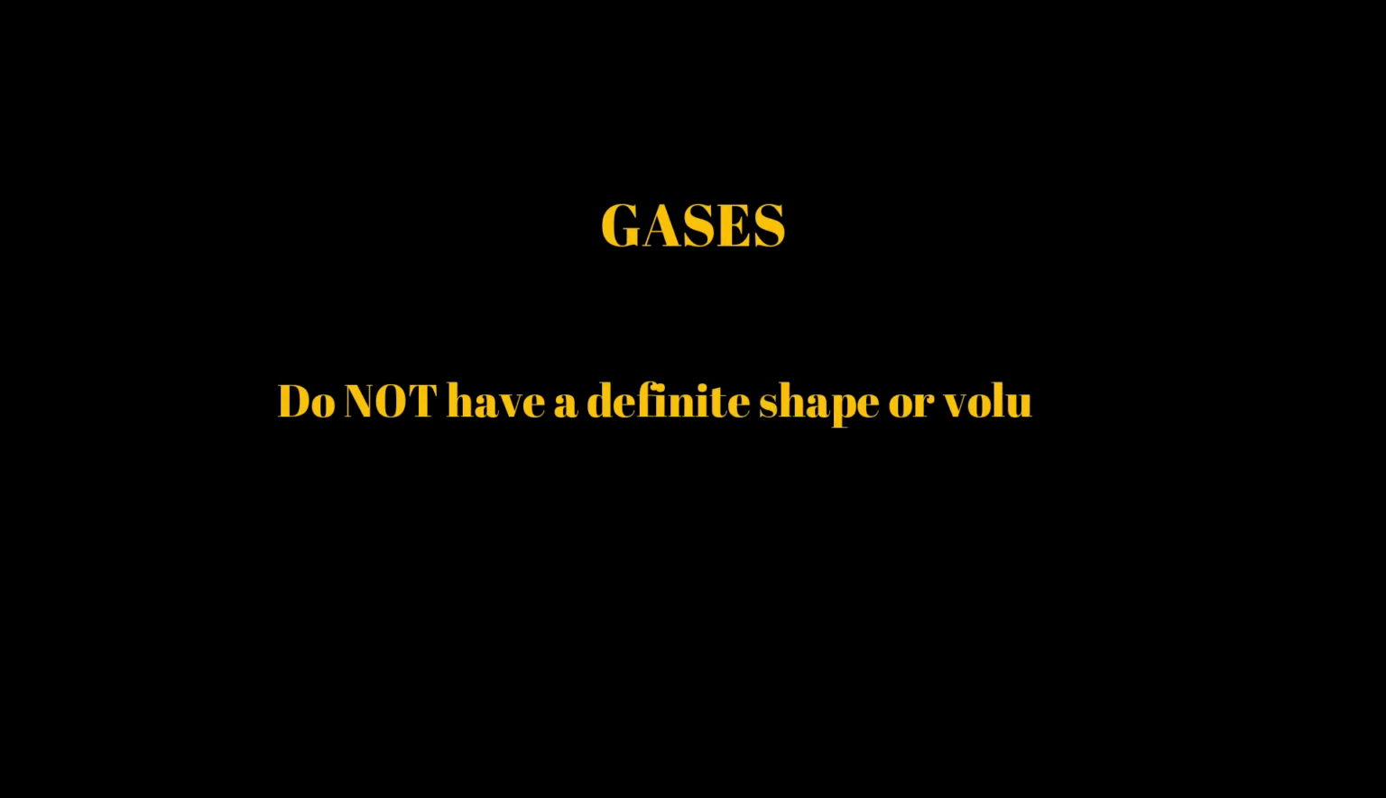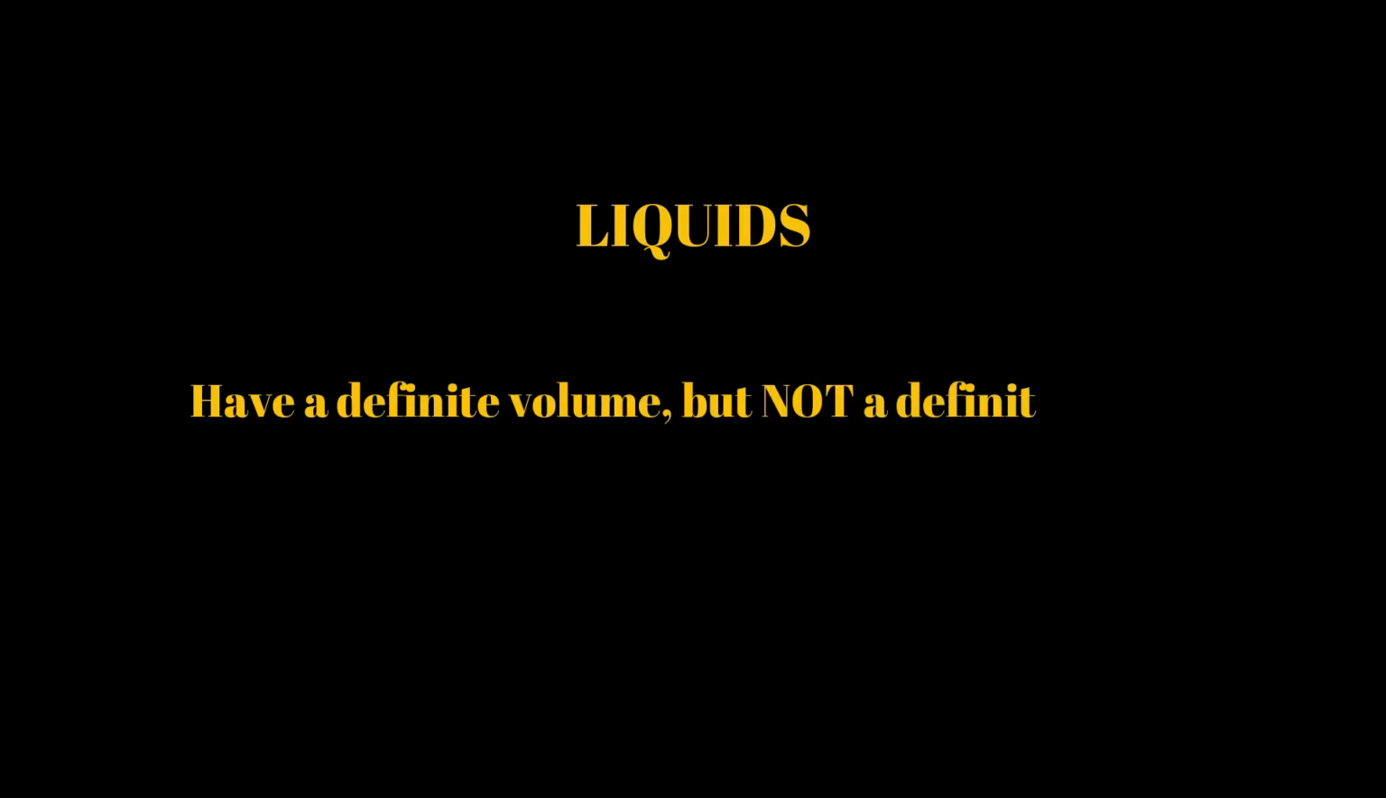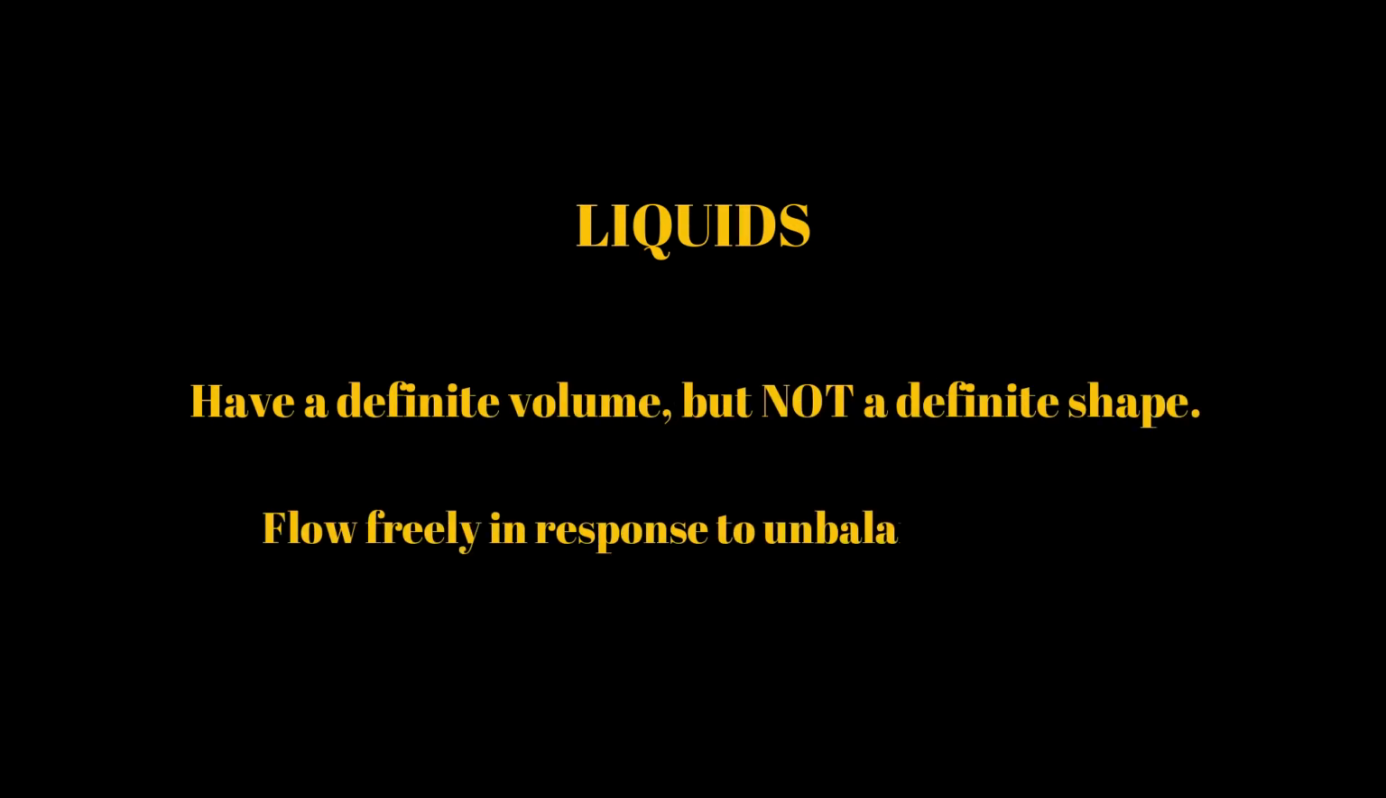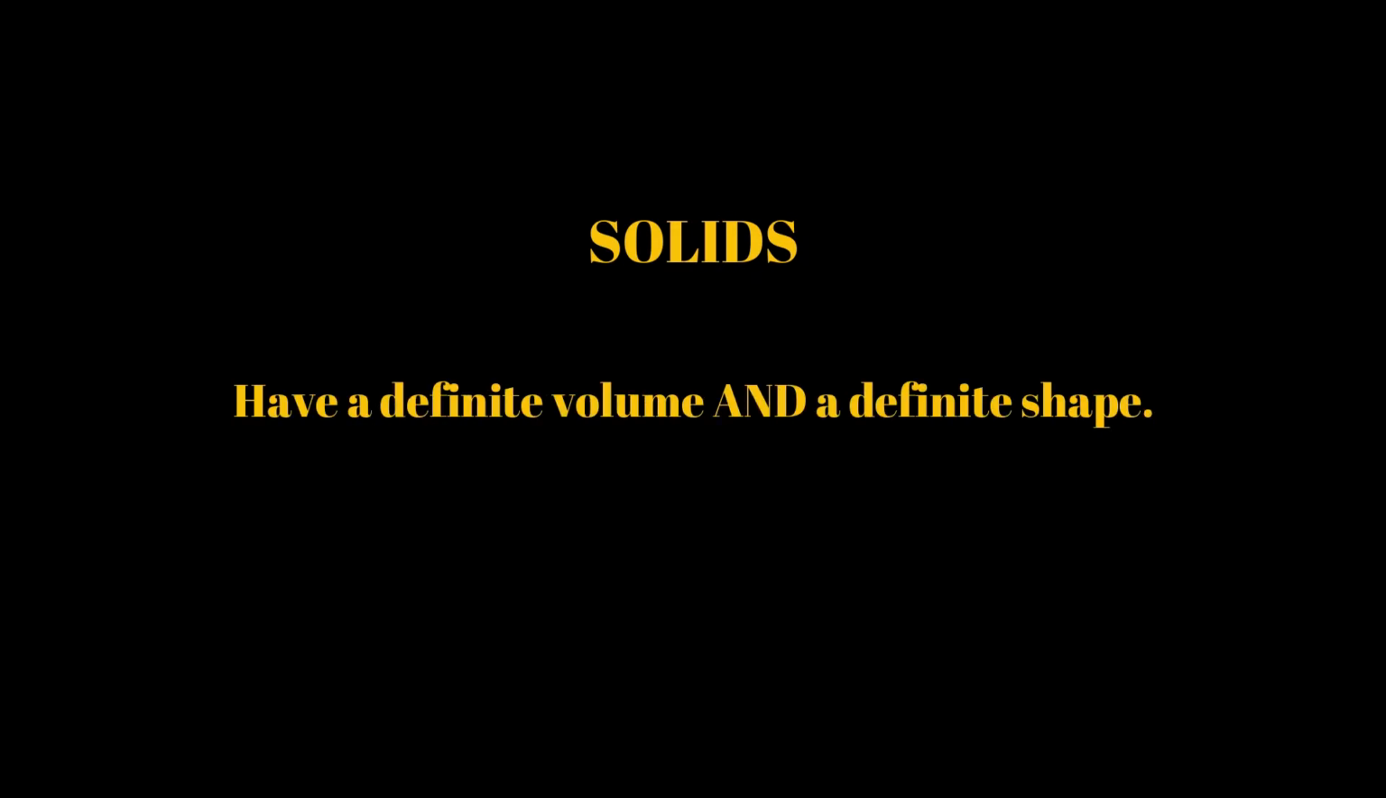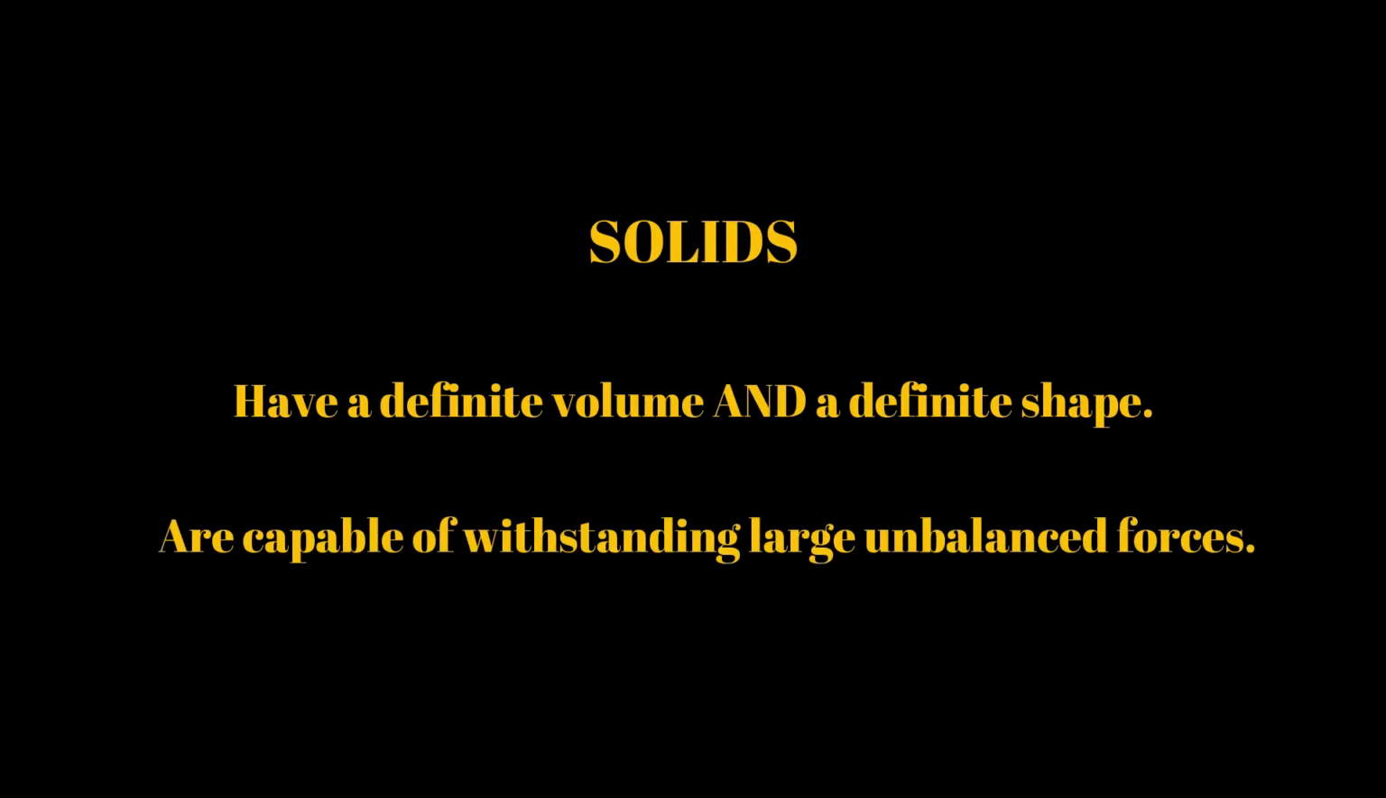In terms of the atmosphere, we need to understand the states of matter. Gases, which do not have a definite shape or volume, and they expand easily and rapidly. Liquids have a definite volume but not a definite shape. They flow freely in response to unbalanced forces. And finally, solids. They have a definite volume and a definite shape. They are capable of withstanding large unbalanced forces.